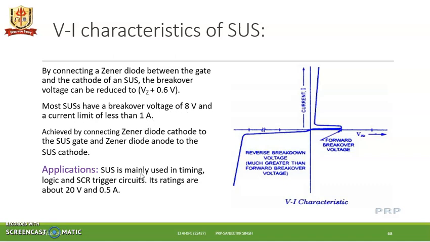Applications include mainly timing, logic and SCR trigger circuits, and its rating is about 20 volt and 0.5 ampere of current. So it is considered a low voltage, low current unilateral breakover device. Here also we can see in the VI characteristics that the forward breakover voltage is lesser than the reverse breakover voltage. That's why it is operated in the first quadrant only, and that's why it is unilateral like SCR.